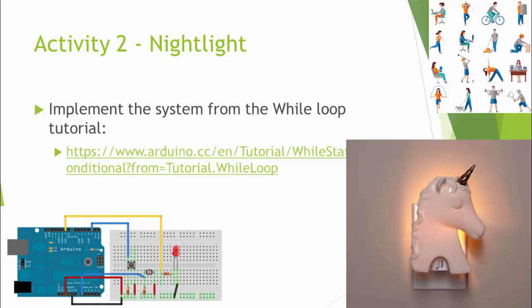So our second activity is implementing from the while loop, the online while loop tutorial. This is a very cool nightlight function in that it includes calibration of the device. So it checks for the button to push, and when the button is pushed, it monitors a given pin to set a calibration value, which is then a reference for future running of the device.